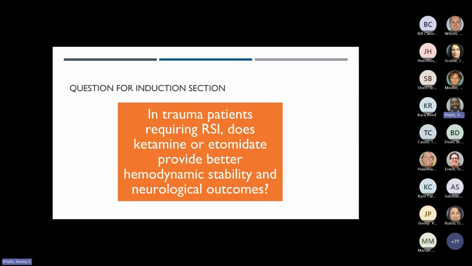So the question: in trauma patients requiring RSI, does ketamine or etomidate provide better hemodynamic stability and neurological outcomes? That's what drove me down a rabbit hole. To be honest, there are so many studies and so much data out there that I can't combine it completely into this. That's a different presentation for a different time, just looking at this question. But I will do my best.